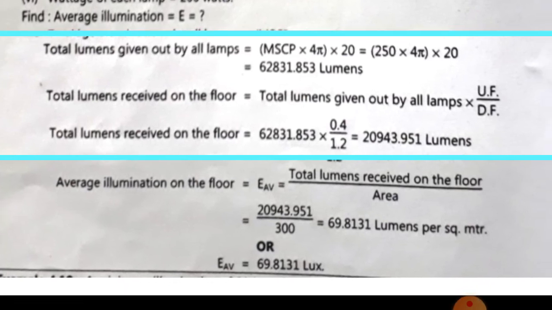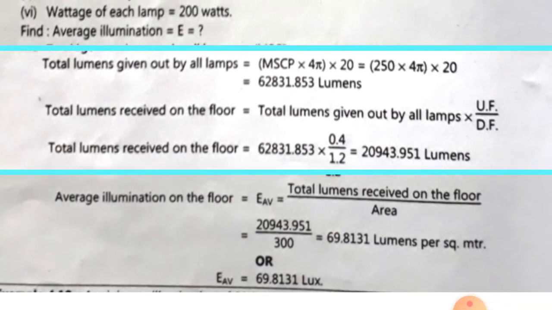Average illumination on the floor. For that purpose, take the total lumens received on the floor and divide by the area. So here 20,943.951 divided by 300 gives the value 69.8131 lumens per square meter, or 69.81 lux. So this is the answer for the room having 30 meter by 10 meter.